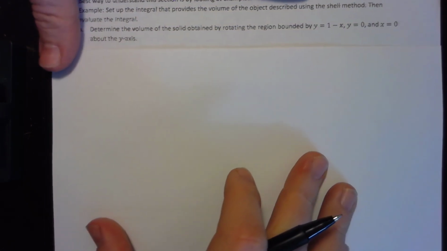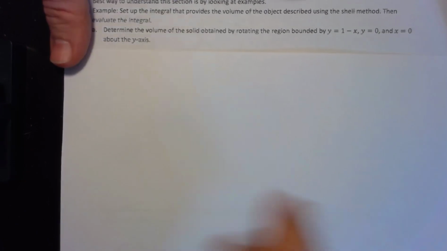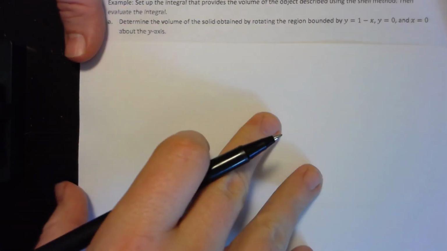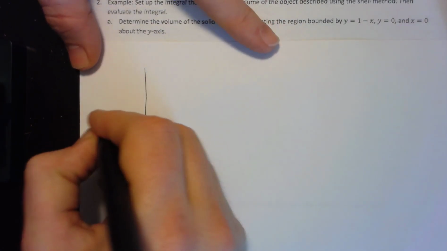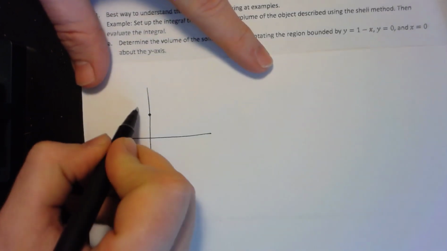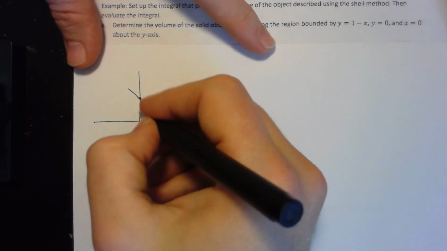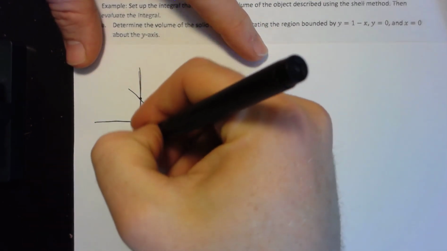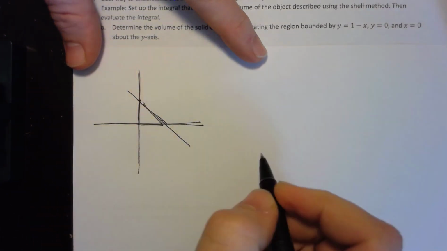So, for us to see this, determine the volume of the solid obtained by rotating the region y equals 1 minus x, y equals 0, and x equals 0 about the x-axis, or sorry, the y-axis. So, in this case, I'm going to go ahead and start by drawing the region. Y equals 1 minus x. So we're going to see a line that looks something like this. Y equals 0 looks like this. That's simply the x-axis. And x equals 0.